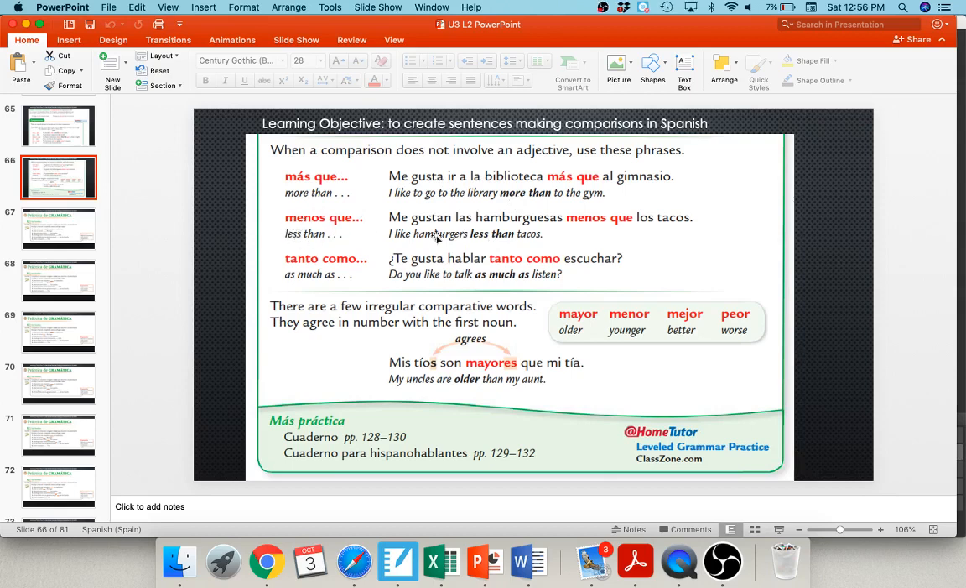Same thing with menos que, less than. Those are the same. Me gustan las hamburguesas menos que los tacos. I like hamburgers less than tacos. There's not an adjective in the middle. That's okay. It's just más que and menos que. Not a big deal. And then finally down here at the end we have tanto como, which means as much as. This is the one that's weird.